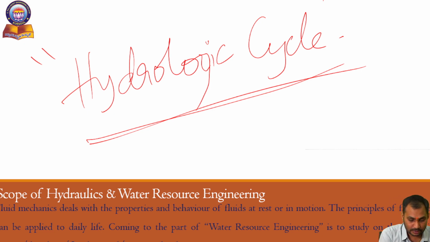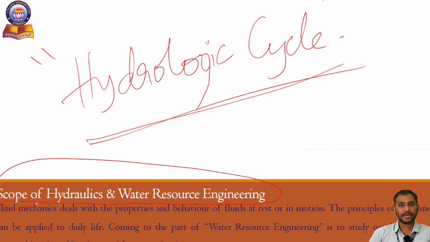So here the scope of hydrologic and water resource engineering will be applied. You people just observe the first main point: fluid mechanics, which deals with the properties and behavior of fluids. Behavior of a fluid means liquid particles, mainly water. Not only water, petroleum also comes, kerosene also comes.